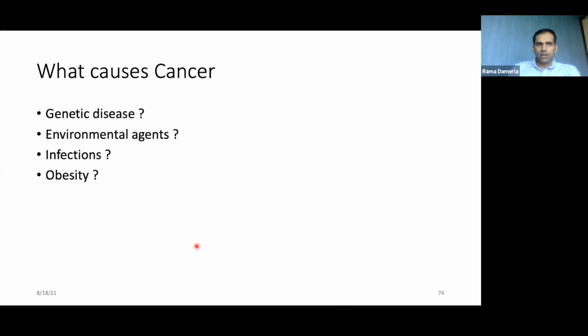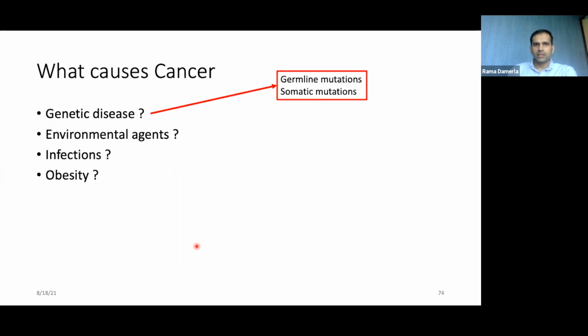So let's see what causes cancer. Is it a genetic disease? Yes, it is a genetic disease, and as I just discussed, there could be germline mutations or somatic mutations. Germline mutations have occurred in the germline. So these mutations would have occurred in the parental germ cells, and then the patient would have inherited them. So the patients are actually born with these mutations. But somatic mutations are mutations that occur over the life cycle of the individual. Most cancers have somatic mutations.